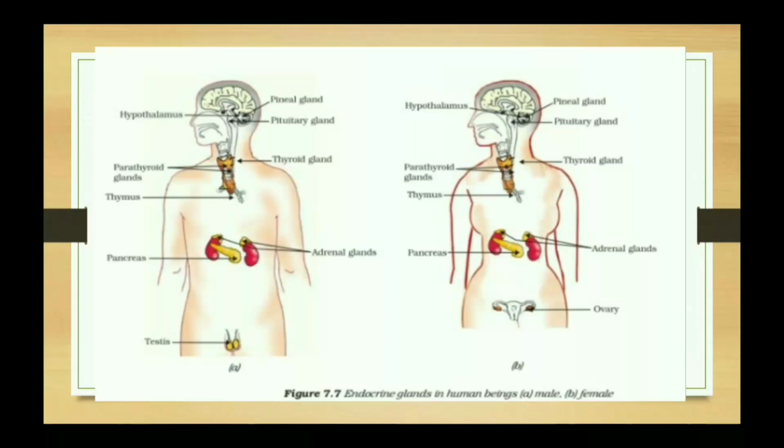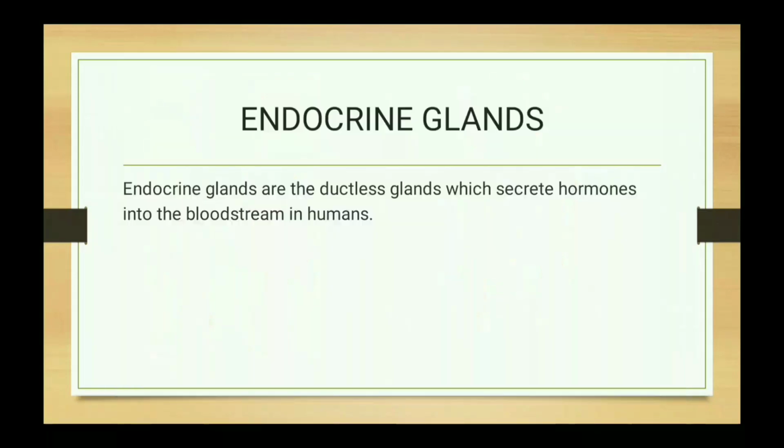Now in males we have hypothalamus, then the pineal gland, pituitary gland, thyroid gland, parathyroid gland, the thymus, pancreas, adrenal glands and the testes. And in females we have hypothalamus, pineal gland, pituitary gland, thyroid gland, parathyroid gland, thymus, pancreas, adrenal glands and the ovary. Endocrine glands are ductless glands which secrete hormones into the bloodstream in humans.